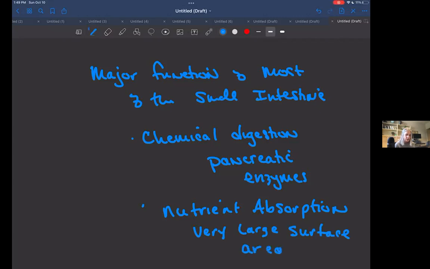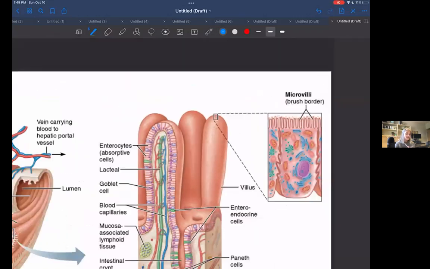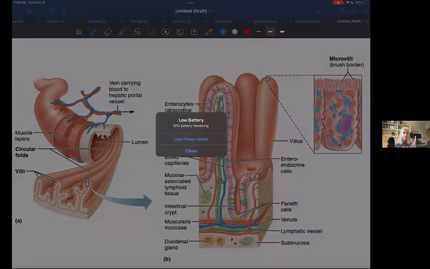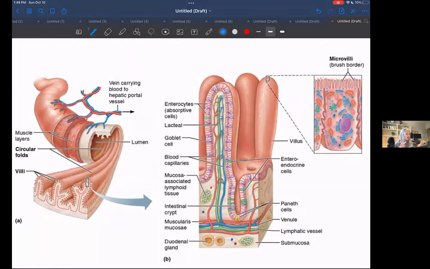And so if we look at the histology of the small intestine, we can see how it increases its surface area. So the histology would be this, okay? Just like the rest of the alimentary canal, it has those 4 layers. So it has the mucosa, right? And it has the submucosa, and it has the muscularis externa and the serous or the serosa layer.